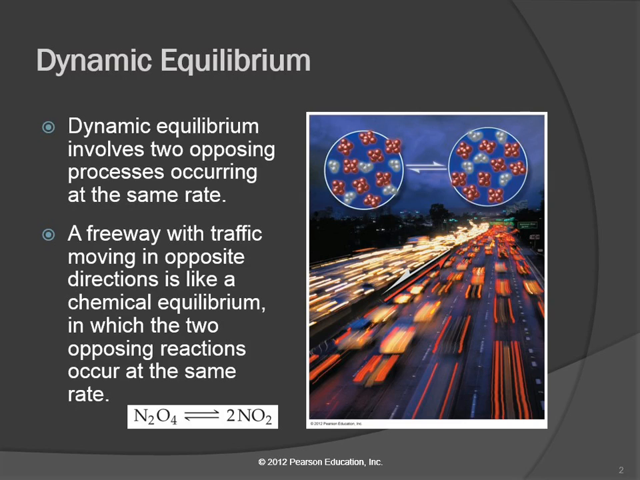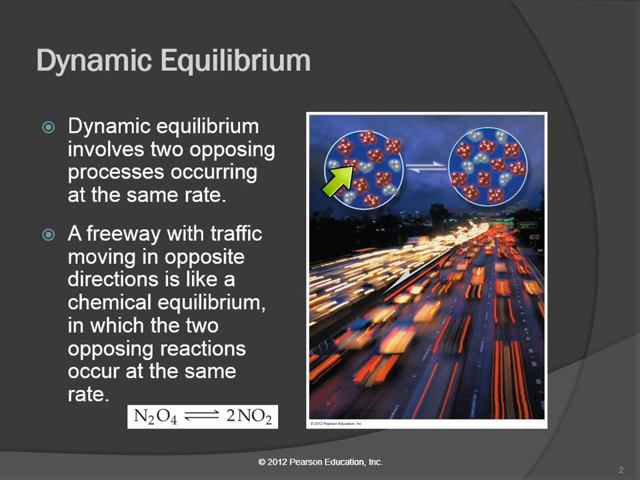So in a chemical equilibrium, here's a nice simple example of N2O4 decomposing to form 2NO2. That reaction can occur in the forward direction, but we also can have 2NO2 combining to form N2O4. And so we indicate that with this double arrow, showing that it's going in both directions. So here's the picture up here.